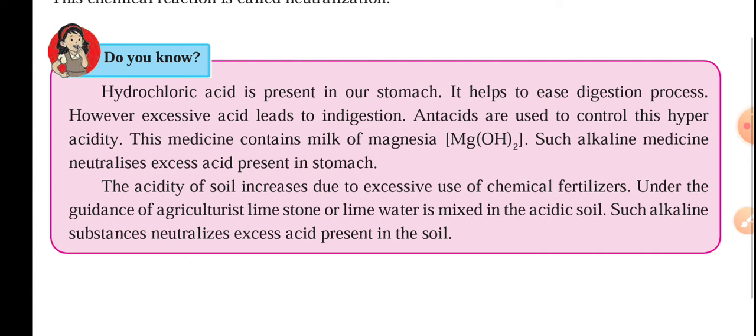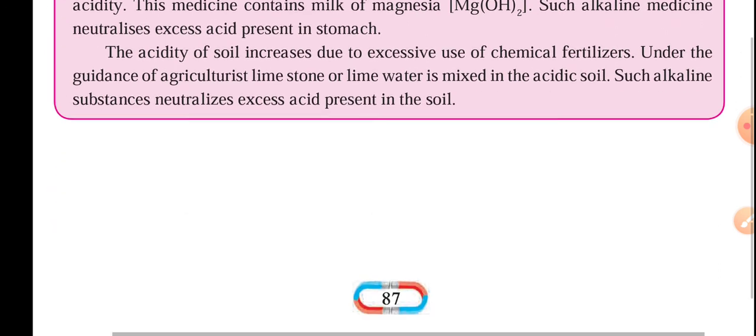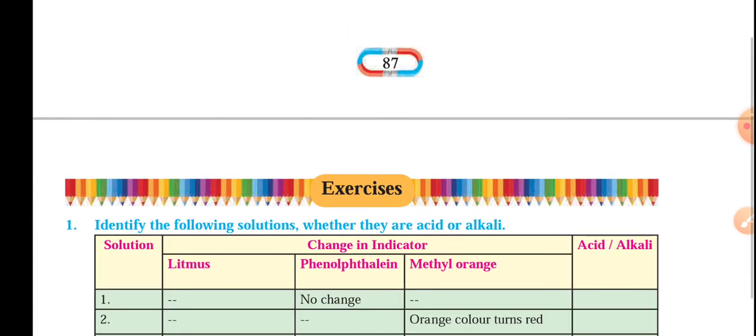The acidity of soil increases due to excessive use of chemical fertilizers. Under the guidance of agriculturists, limestone or lime water is mixed in the acidic soil. Such alkaline substances neutralize excess acid present in the soil. So this is all about this particular chapter.